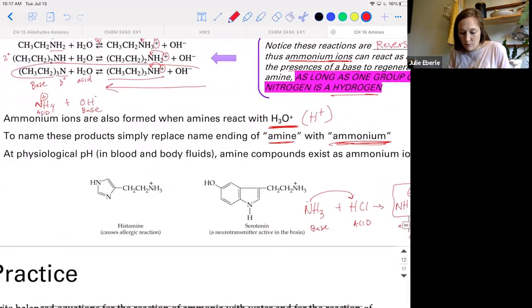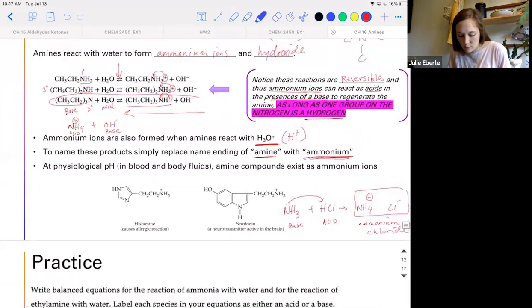A really important point on this slide is this last bullet point. At physiological pH in blood and body fluids, amine compounds exist as ammonium ions. So at a neutral pH, the amines are actually in their charged forms if they have the option to be. A really great example is histamine, a side chain on a protein. Those nitrogens carry a plus charge. Or serotonin, which is a neurotransmitter. You see the plus charge on this nitrogen over here.